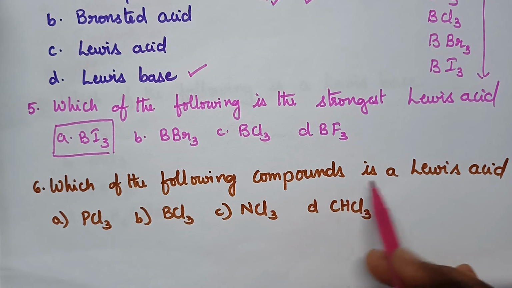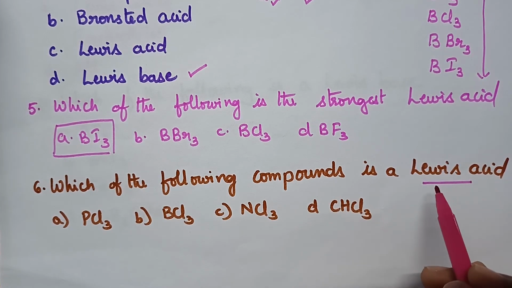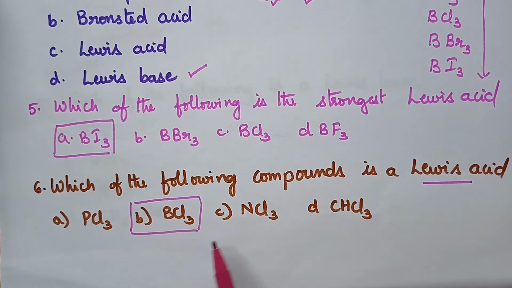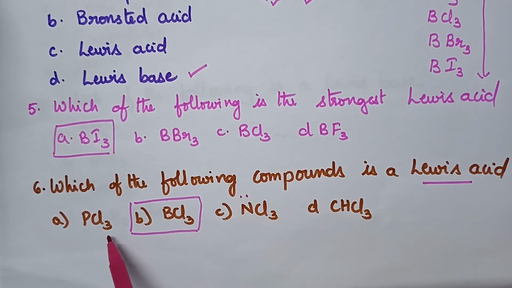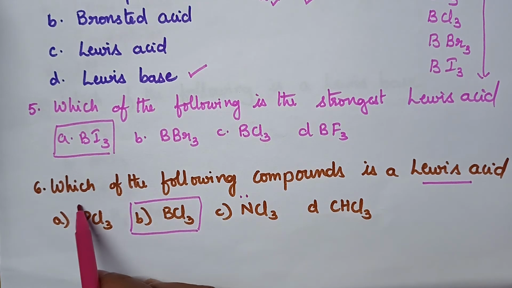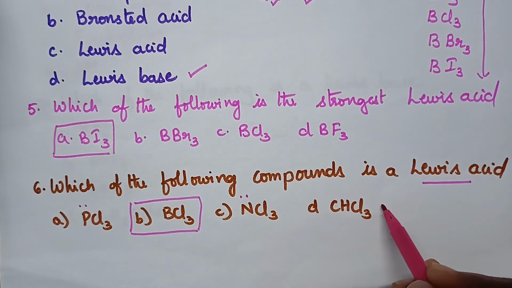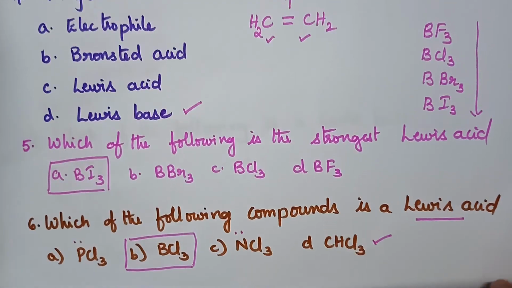Which of the following compounds is a Lewis acid? A Lewis acid is definitely an electron deficient compound. So boron trichloride is the electron deficient compound. Here in the third option, nitrogen is present. It contains a lone pair of electrons. Even if we consider phosphorus trichloride, it also consists of a lone pair of electrons. And coming to option D, its octet is completed. So option B is the right answer.